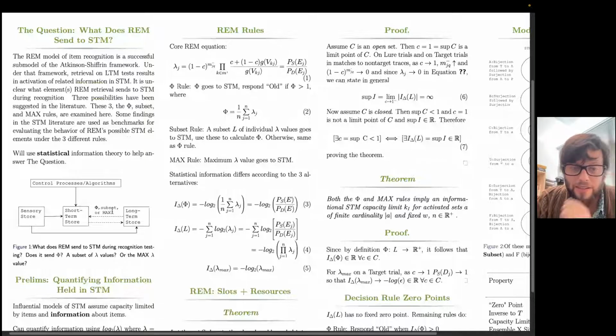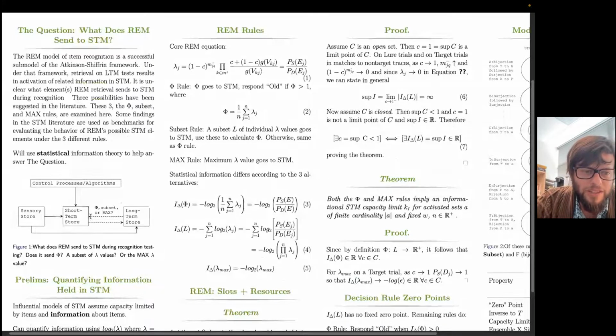quantity in the decision. And then yet another paper by Ken Malmberg in, I think, about 2008 suggested that actually we upload a subset or a full set of traces and corresponding lambda values, likelihood ratios, into short-term memory prior to computing a mean phi.